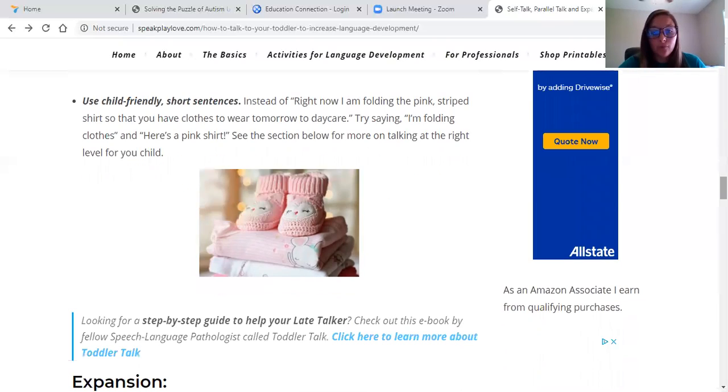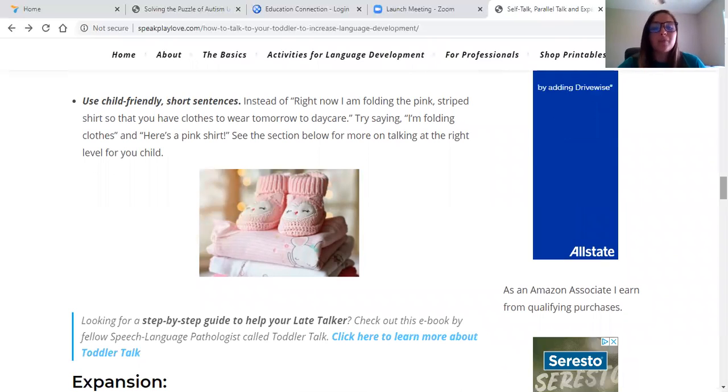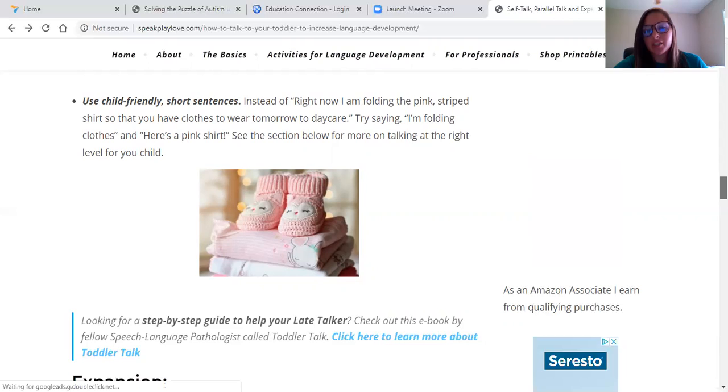Use child-friendly, short sentences. Right now, I am folding the pink striped shirt so that you can have clothes to wear tomorrow to daycare. That is a mouthful, and you are going to lose them after the first couple words. So instead, try saying, I'm folding clothes. Here's a pink shirt. Things like that. So basically, you need to shorten it. If it's longer than 4 words, it's probably too long of a sentence, and you probably have too much detail in it.